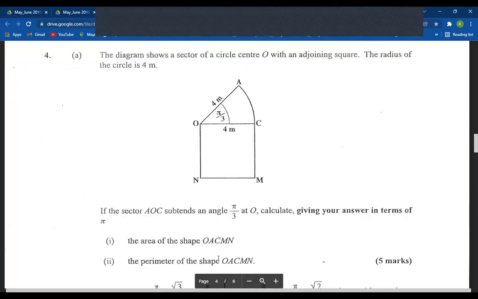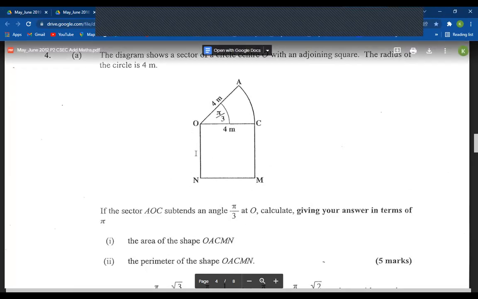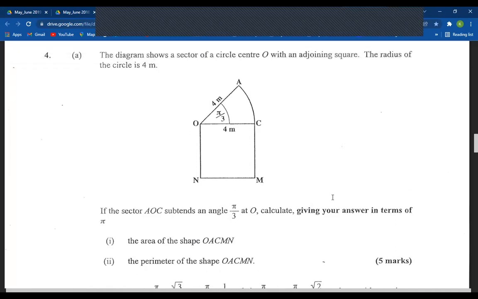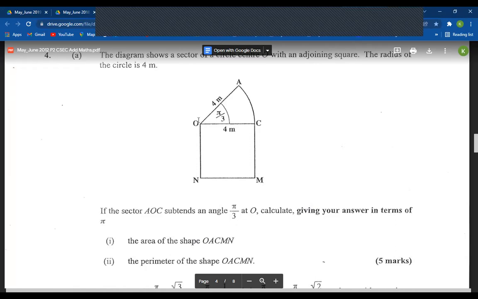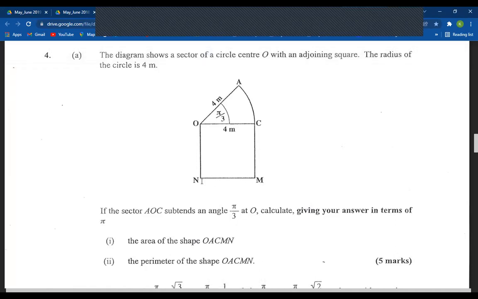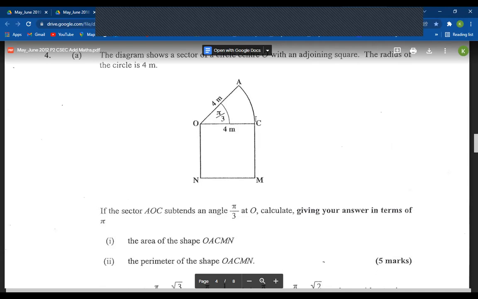We want the perimeter of the shape, the entire shape. So OACMN, right? The perimeter is the sum of all the sides, right? So it would be this right here, OA. I would have to find OA plus OC plus CM plus MN plus NO. That's the definition of perimeter, right? So I need to find all of these sides, add them, and that's my perimeter, right?